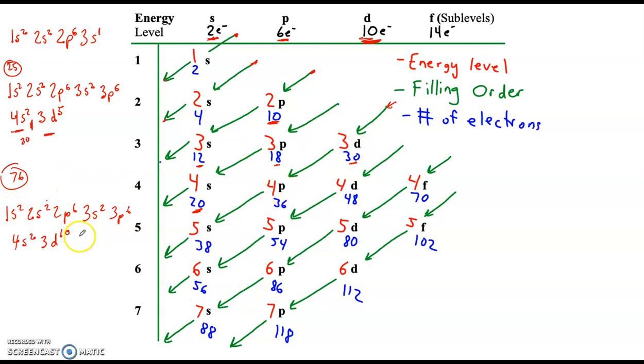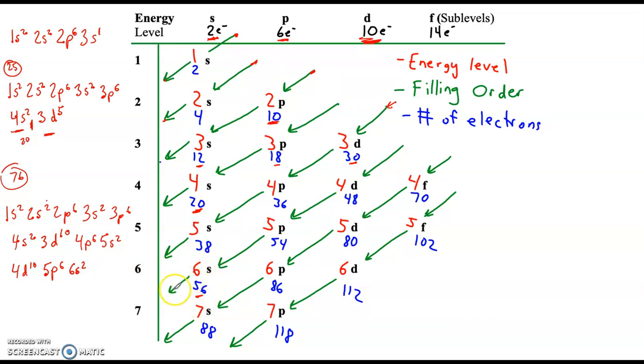So after 3d is 4p. That can hold up to 6. P sublevels hold 6. 5s2. After 5s2, we jump way out to the 4d. 4d, a d sublevel, can hold 10. 5p, 6. 6s2, we're getting closer here. After the 6s, we've had 56 now. So we've got 20 to go.